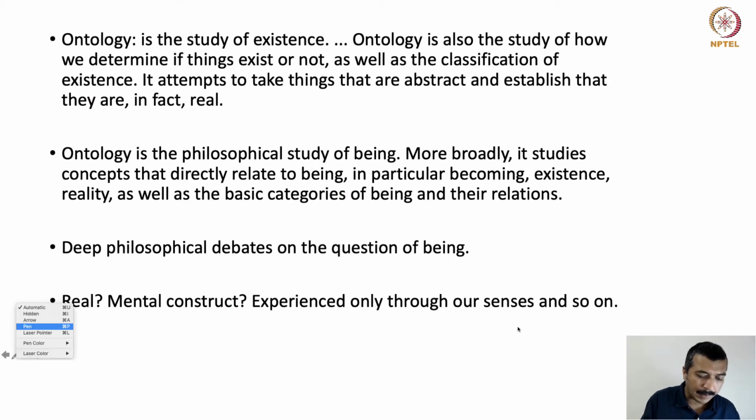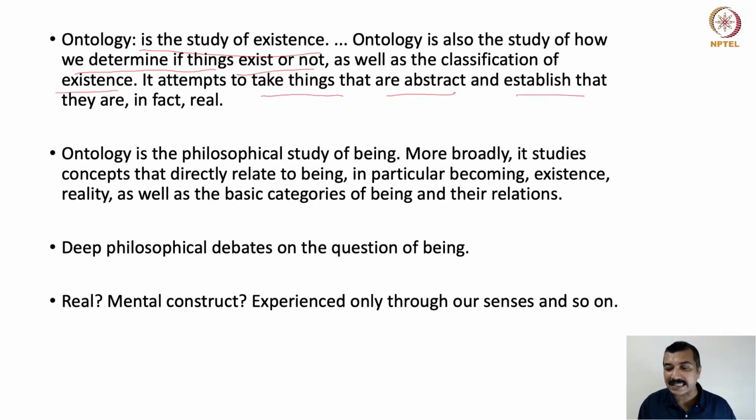Now, what is ontology? Ontology is usually used in philosophy. Ontology is the study of existence. It's the question of being, what is there. It's the whole issue concerned about the thing out there. Ontology is also the study of how we determine if things exist or not. It's the question about reality as well as the classification of existence. It attempts to take things that are abstract and establish that they are in fact real.